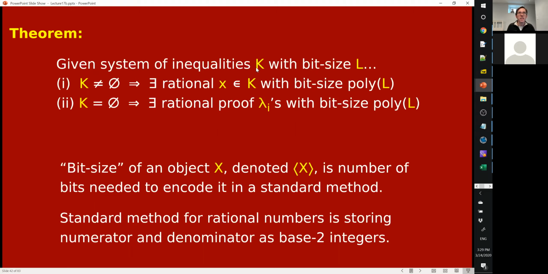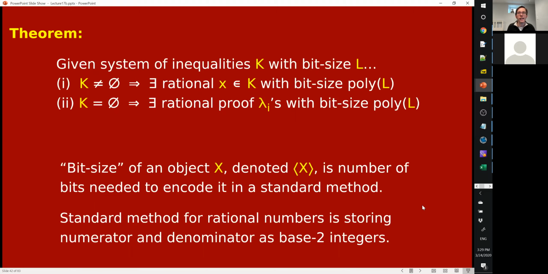It says, let's say you're given a system of inequalities K, and it's traditional in linear programming to write capital L for the number of bits needed to encode K. So there's a number that's like m plus n plus the encoding length of all the numbers in the inequalities. That's L. And it says you're in good shape. So if K is non-empty, there is at least one solution. Then not only is there a rational solution x, but there's one that you can write down with poly(L) bits. And if K is the empty set, then there exists a rational proof of these lambdas that also have only polynomial in L many bits.